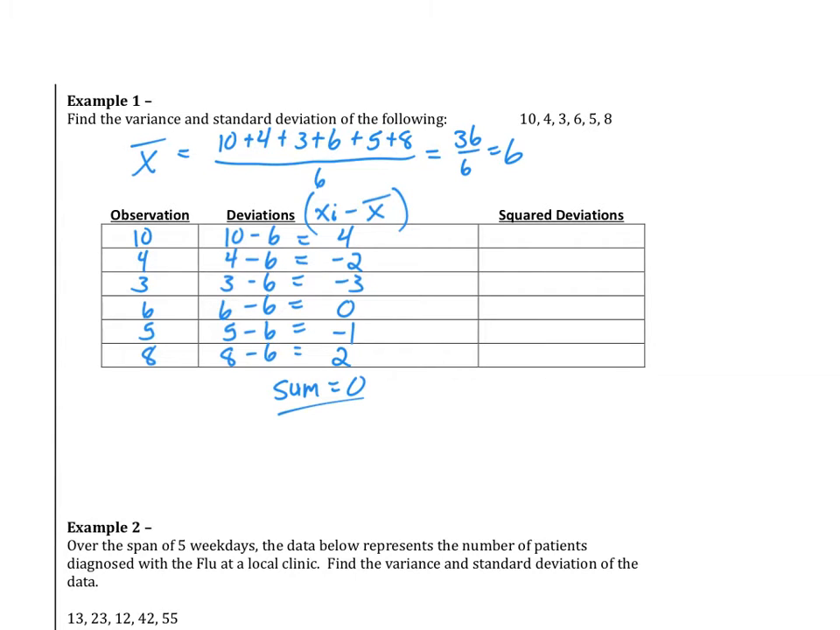So the squared deviations is you take that number and you square it. So this would be 16. Okay, this is that xi minus x bar squared part. The second one, negative 2 squared is positive 4. The third one, negative 3 squared is positive 9. Negative 3 times negative 3 is 9. 0 squared is 0. Negative 1 squared is 1. And 2 squared is 4.